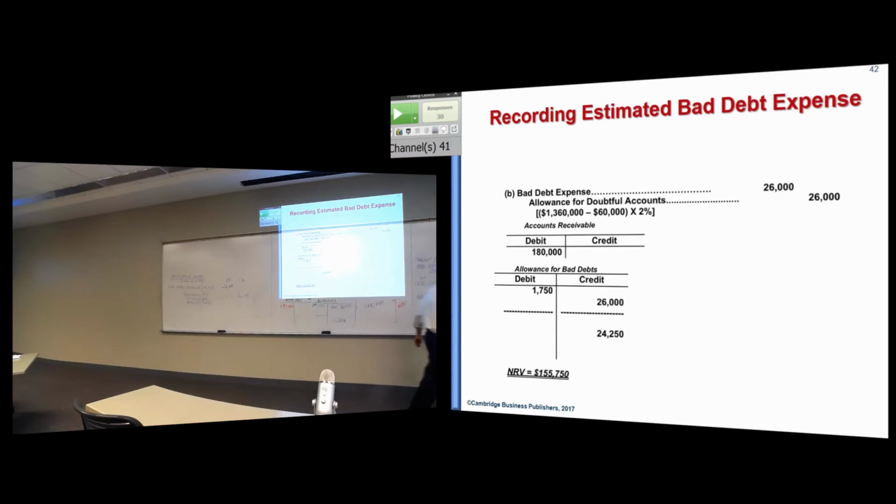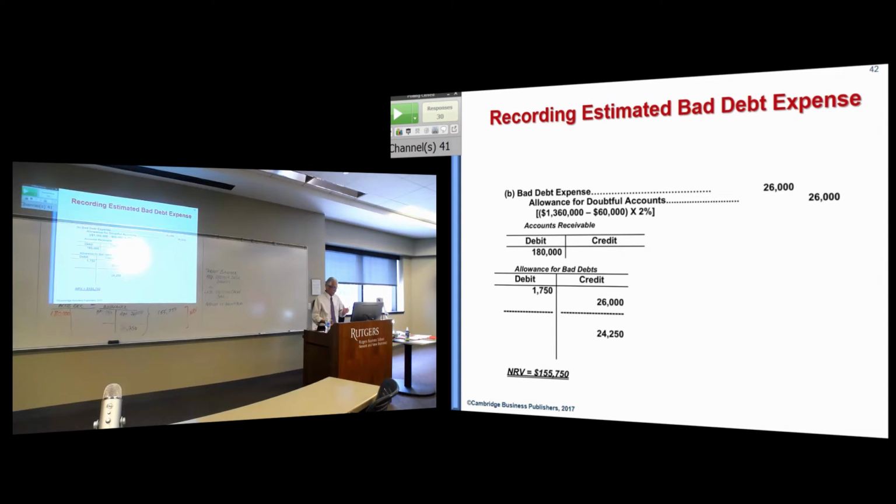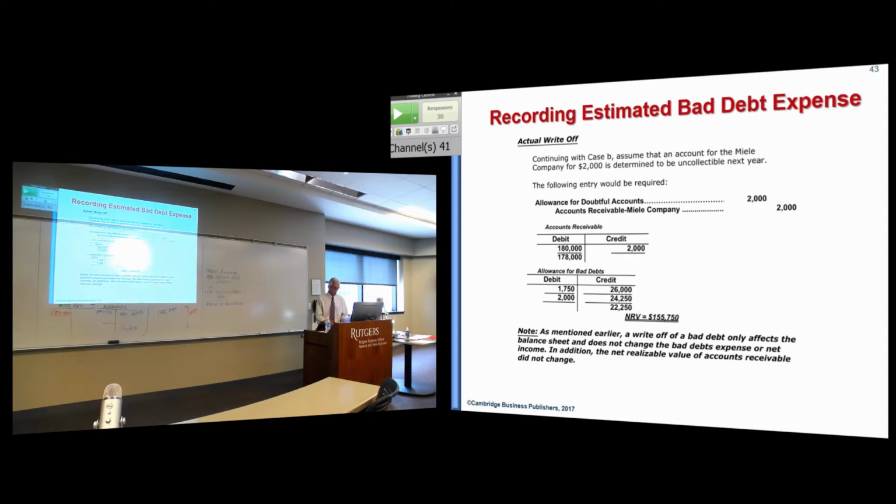Let's do the next part of this problem. But before we do that, how we get the debit balances, let's make sure that we're set on this. So it doesn't really matter what balance is in the allowance account when you take the percentage of sales. Now, let's do an actual write-off. So let's assume now that an account with $2,000 for a specific company is now uncollectible. We're going to debit the allowance and credit the receivable. The allowance is the cushion that we use to absorb the loss.